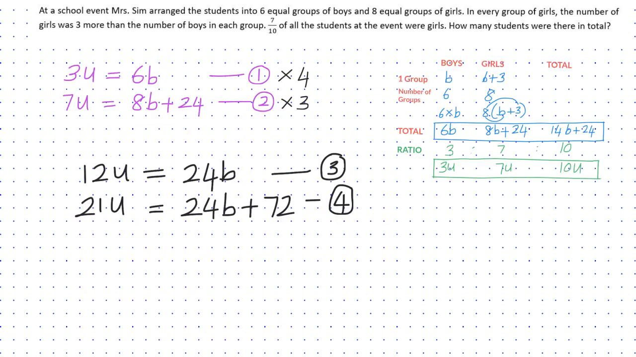Okay, since the coefficients of B's are equal, let's take a look at the U's. Since 21U is larger than 12U, I will now deduct equation 3 from equation 4. So 21U minus 12U is 9U. Plus 24B minus 24B is 0. Therefore 9 units is equal to 72. Therefore 1 unit is equal to 72 divided by 9, which is 8.